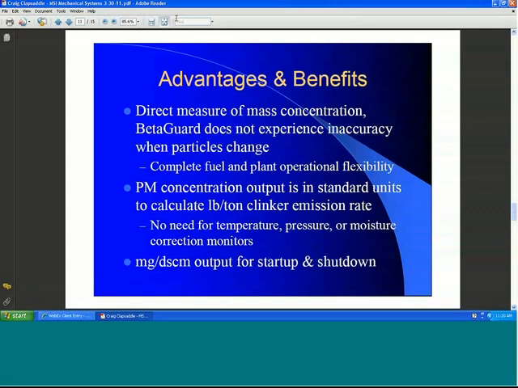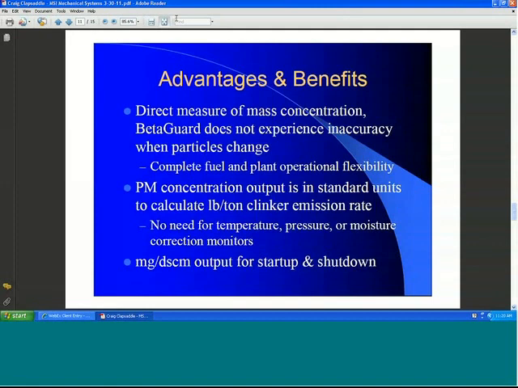The particulate concentration from the BetaGuard is in standard units. The BetaGuard outputs milligrams per wet standard cubic meter and milligrams per dry standard cubic meter, allowing us to calculate the emission rate from the stack in the units of the emission standard for the PC MACT, which is pounds per ton of clinker. There's no need for temperature, pressure, or moisture correction monitors because we output in standard units. And also, we would use the milligram per dry standard cubic meter output for startup and shutdown.